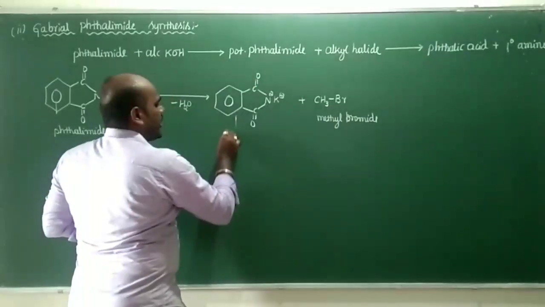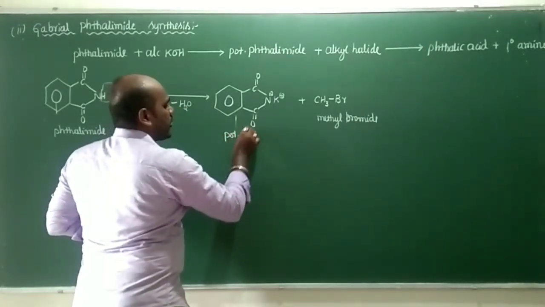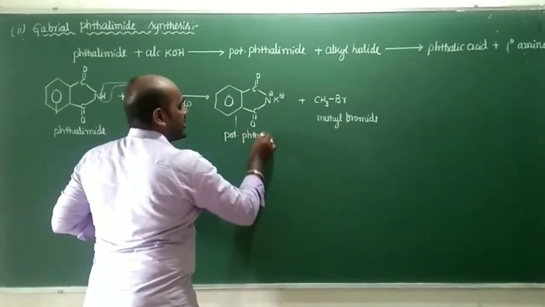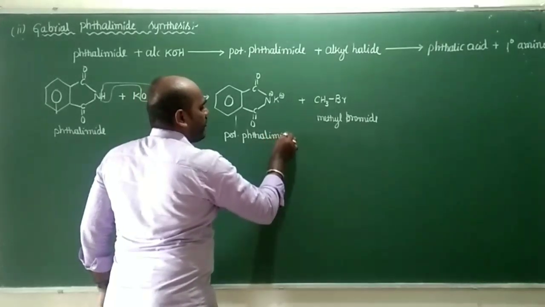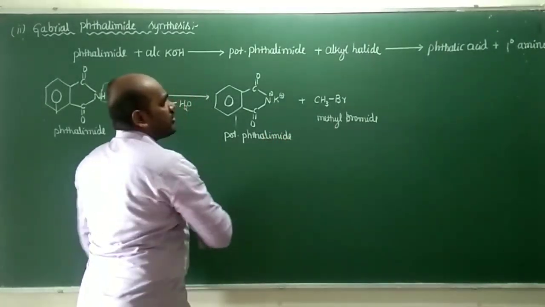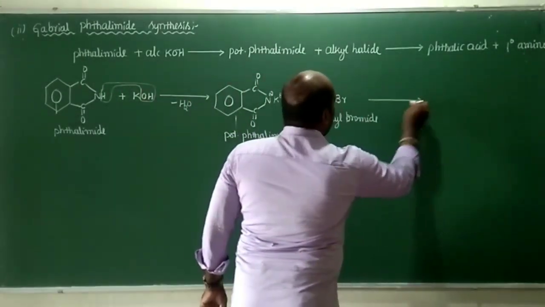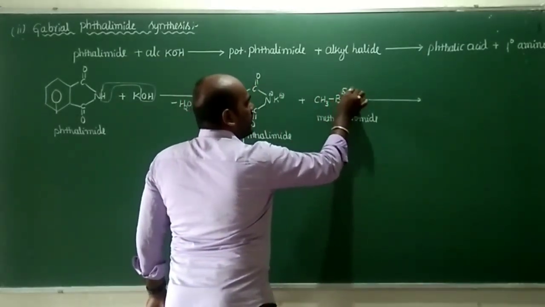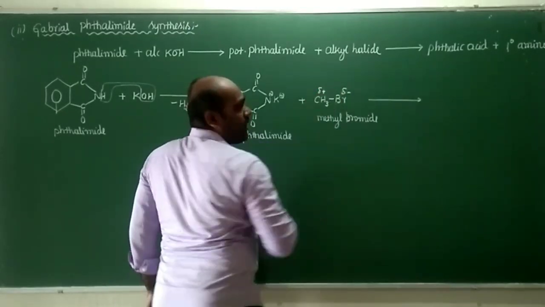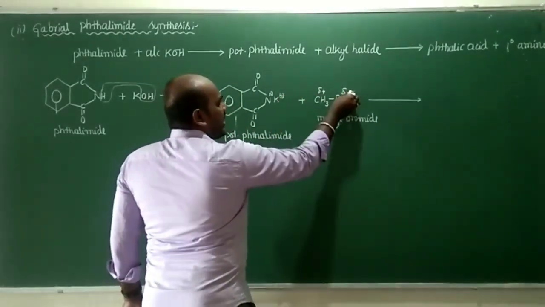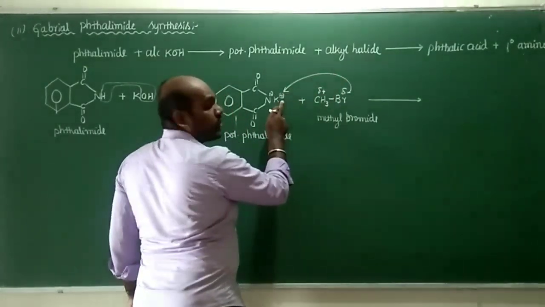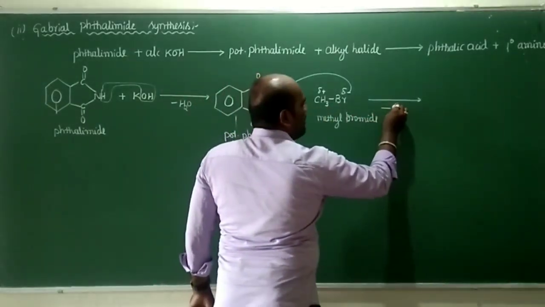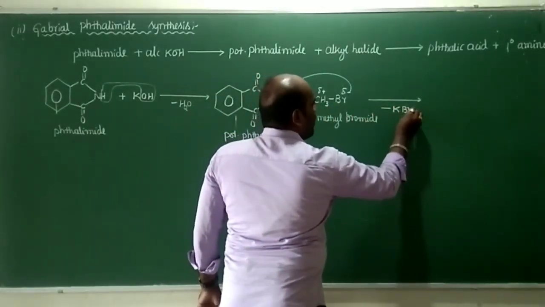So methyl bromide will be reacted with potassium phthalimide. On reaction of this methyl bromide with potassium phthalimide, here you can notice bromine will be having negative charge over here and carbon will be having positive charge. This negative charge will be donated to the potassium so as to eliminate potassium bromide.